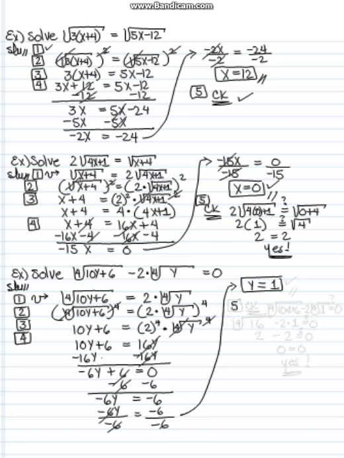Now we're going to check our solution to make sure it's good by plugging y equals 1 into the original equation. We get the fourth root of 10 times 1 plus 6. Is that equal to 2 times the fourth root of 1? Well, that's the fourth root of 16 minus 2 times, well, the fourth root of 1 is just 1. So we have 2 minus 2. Is that equal to 0? Yes, it is. So our solution is good. y is equal to 1.